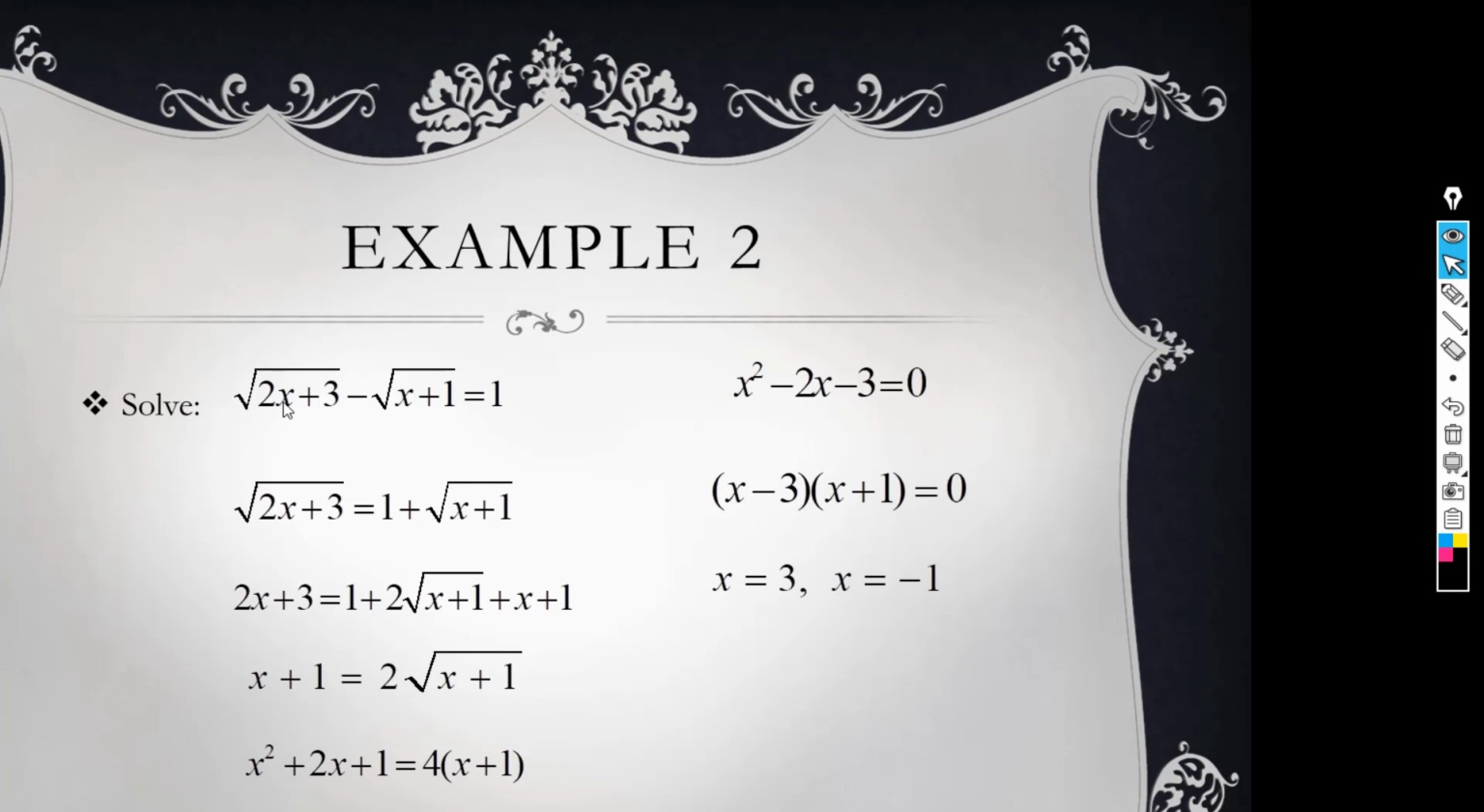Put a 3 right here. That's 6 and 3. That's 9. Square root of 9 is 3. And then put a 3 here. That 3 plus 1 is 4. Square root of 4 is 2. 3 minus 2 is 1. That checks. Let's try the negative 1. Put a negative 1 right here. Negative 1 there. It's negative 2 and 3 is 1. Square root of 1 is 1. Put a negative 1 here. That's 0. Square root of 0 is 0. So all I got is 1 minus 0 is 1. That checks.